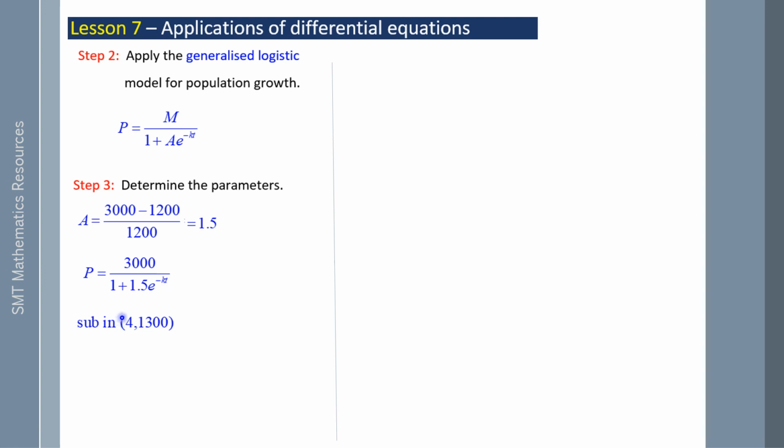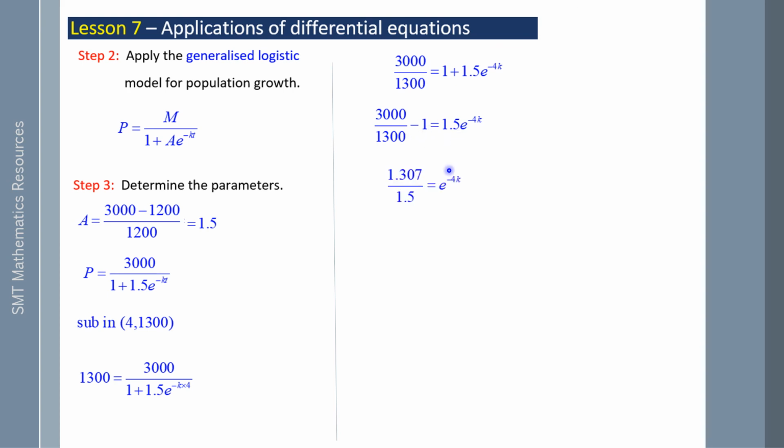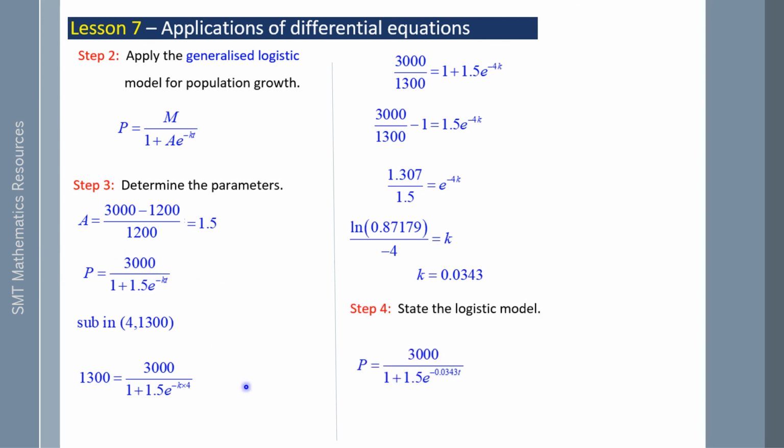To do so, we know that at time 4, the population has now grown to 1,300. So subbing in our 1,300 and our 4, we're now going to rearrange and solve for k. So 3,000 over 1,300, we can now subtract 1 from both sides, divide both sides by 1.5. To isolate the negative 4k, we'll take the natural log of that quotient, then divide by negative 4. K approximately equals 0.0343. Hence, we have our population model, which is the stated logistic model.